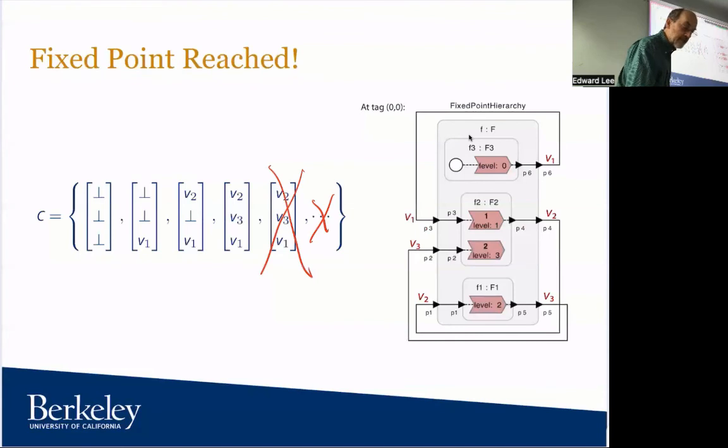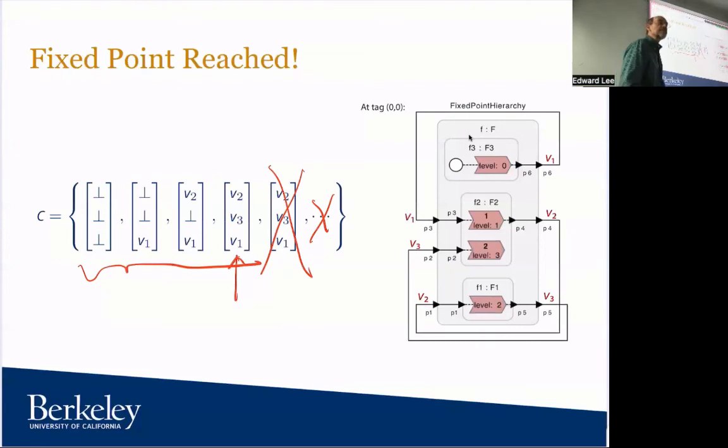This is a set. Sets don't repeat elements. Okay, so those should not be there. So I now have my set C. It's got 4 elements in it. Which is the biggest in our partial order? Well, the one that doesn't have any bottoms in it is the biggest. That's the behavior of the program. It's the fixed point. It's the least fixed point.